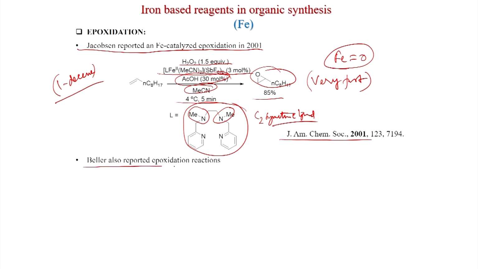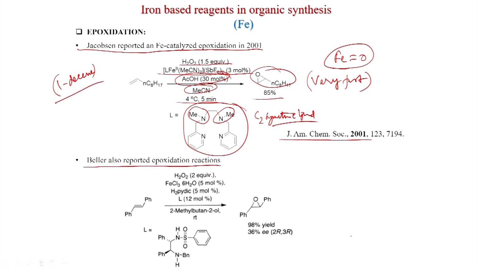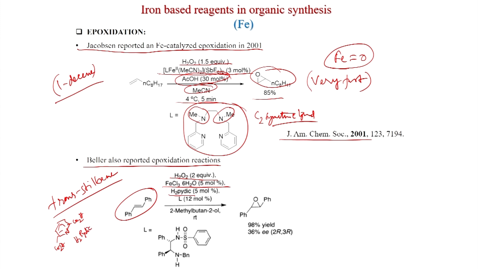Now, Bäckvall also reported an epoxidation reaction. Suppose this is trans-stilbene. So, trans-stilbene is reacted with hydrogen peroxide 2 equivalents, FeCl3·6H2O 5 mole %, H2-PDIC. This is actually pyridine dicarboxylic acid. This is called H2-PDIC for short, and ligand 12 mole %.